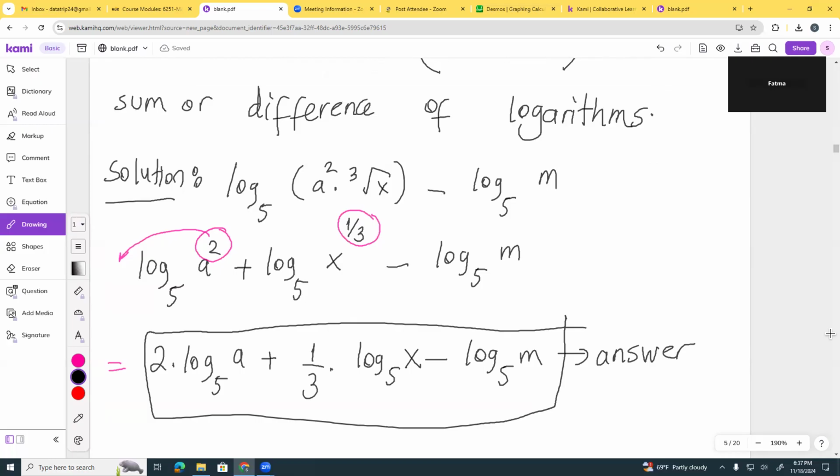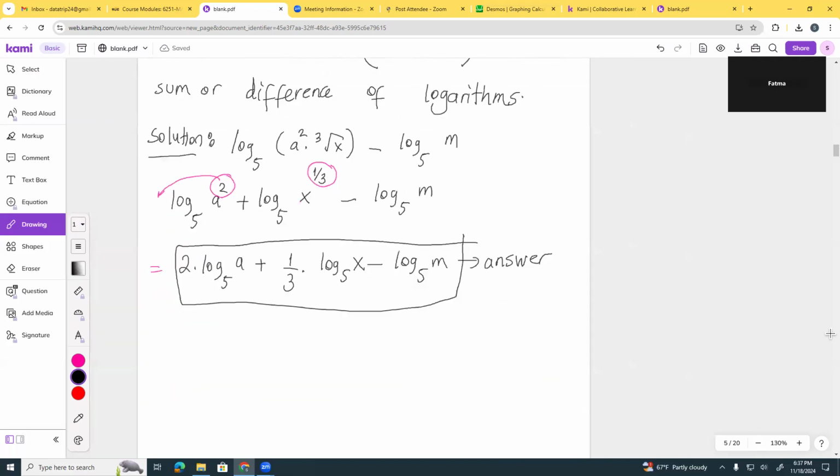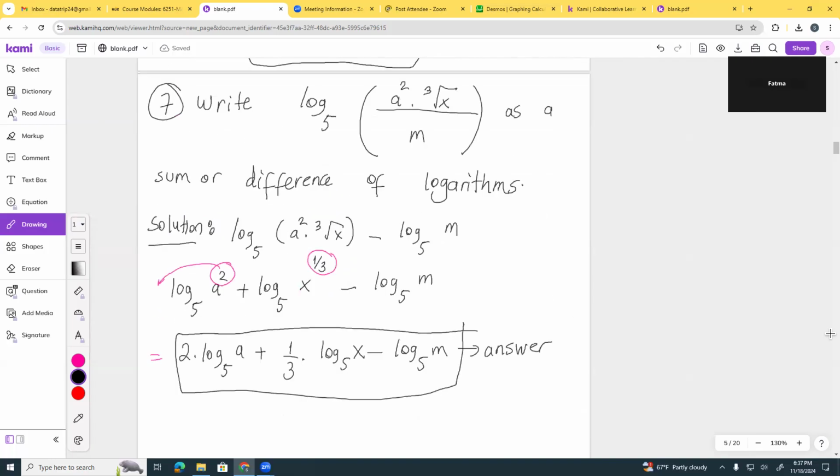Any questions here for number 7? Product rule, quotient rule, and power rule. Those are the 3 important rules for logarithms, right? Okay.